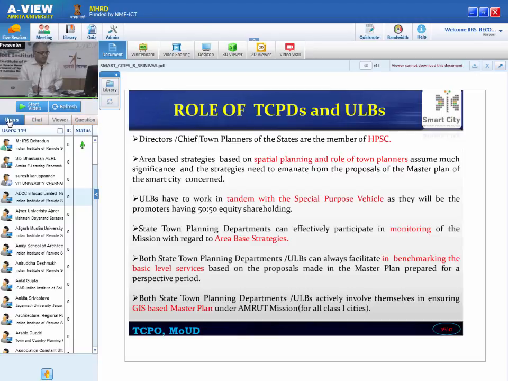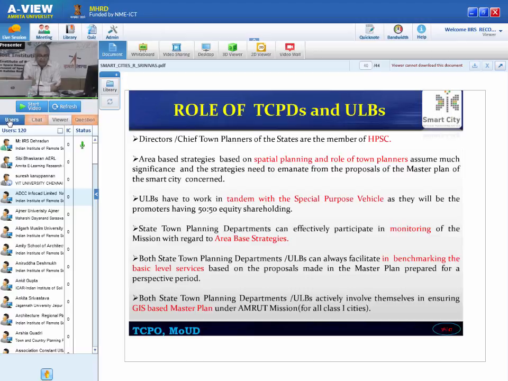Now, state town planning departments can effectively participate in monitoring of the mission with regard to area-based strategies. Now, the cities, you can see in my.gov.in that a lot of presentations on the proposals have been made for all these cities. But at the same time, the town planning department should always monitor how the area-based strategies are being implemented, what sort of strategies have been recommended, whether it is retrofit, redevelopment or greenfield.